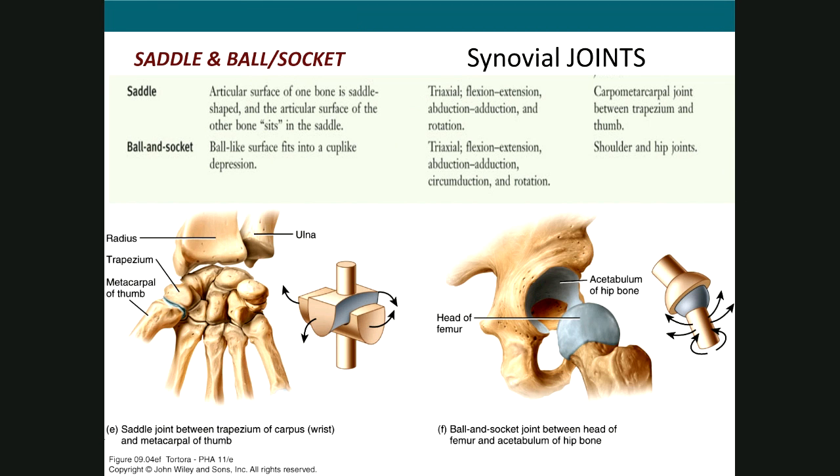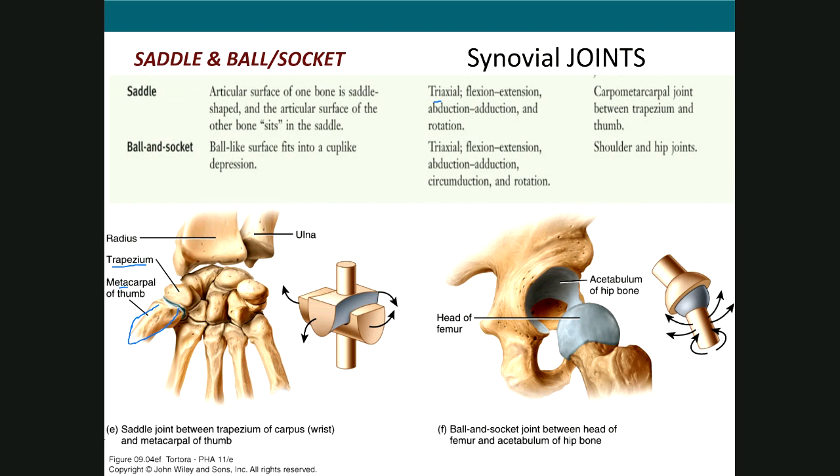Saddle joint. Saddle sounds like what we think of as a saddle. A common one here would be the carpometacarpal joint between the trapezium, which is a carpal bone, and the metacarpal of the thumb. And this is a triaxial joint. So look at your thumb at that metacarpophalangeal joint, or the knuckle. You're going to be able to flex it, extend it, abduct it, adduct it, and rotate it.